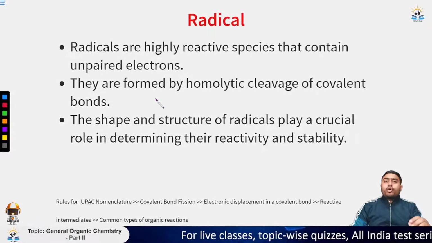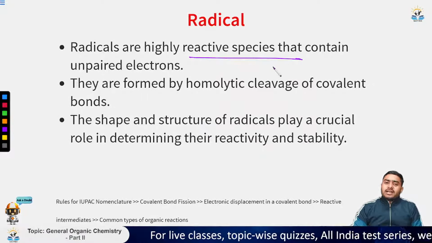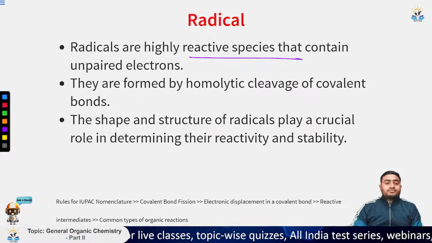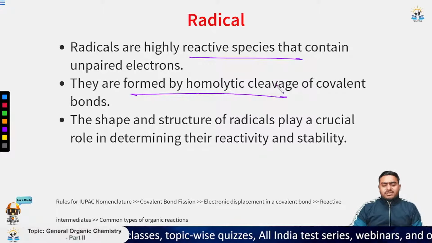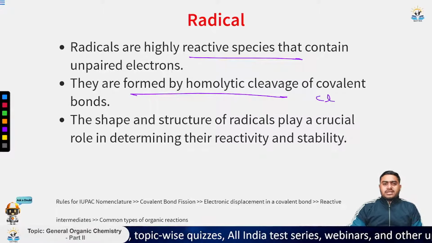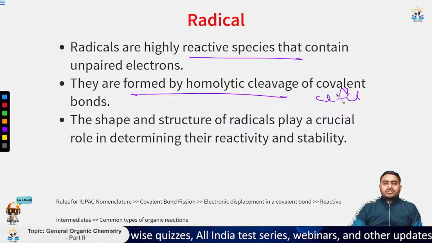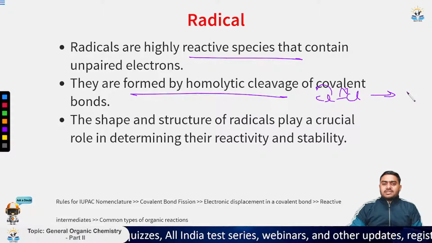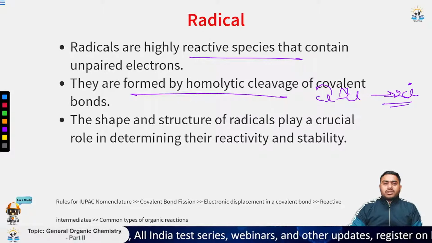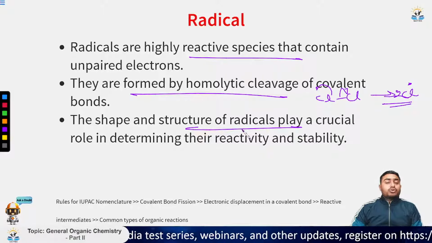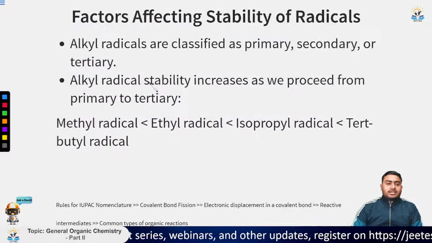radicals. Radicals are odd electron species and they are highly reactive species that contain an unpaired electron. They are formed by homolytic cleavage. We have discussed already, like suppose Cl and Cl, if I provide heat and light, the electrons go like this and you will get 2 Cl radicals. The shape and structure of radicals play a crucial role in determining their stability and reactivity.